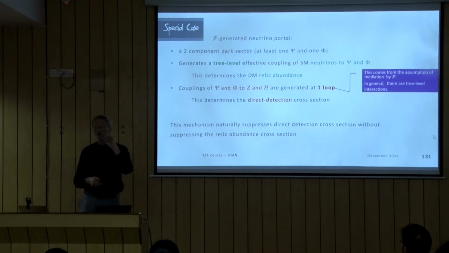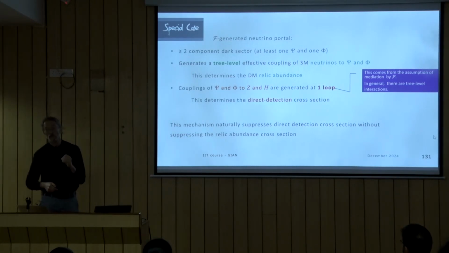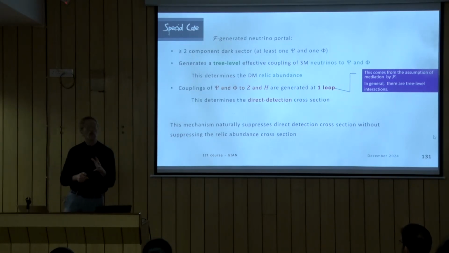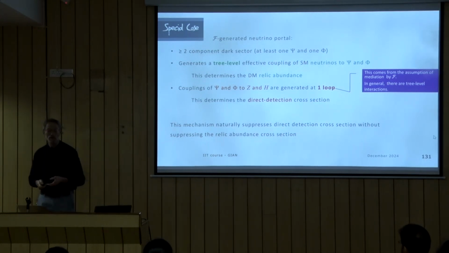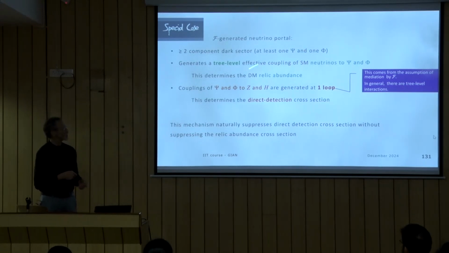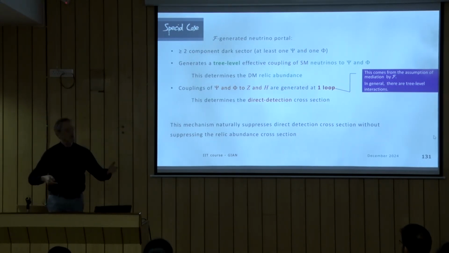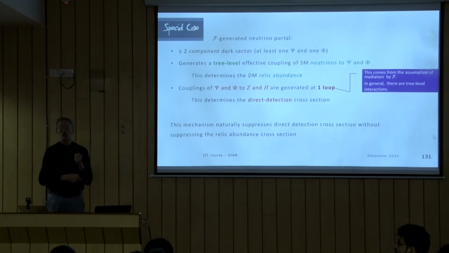These interactions are automatically suppressed, which means that the direct detection cross-section is automatically small compared to the relic abundance cross-section. And this is what I liked about this model. We know there's a relic abundance of dark matter, but we haven't been able to see it. So this model automatically tells you that it's relatively easy to generate dark matter in the cosmos because it couples to neutrinos, but it's very hard to detect because its couplings to baryons are strongly suppressed.